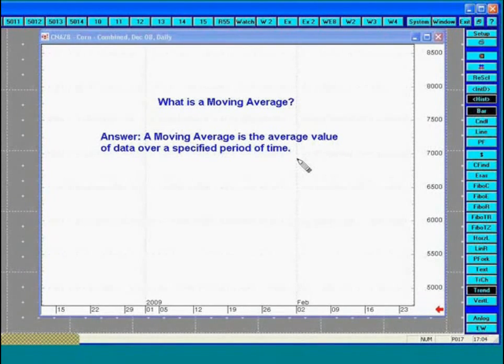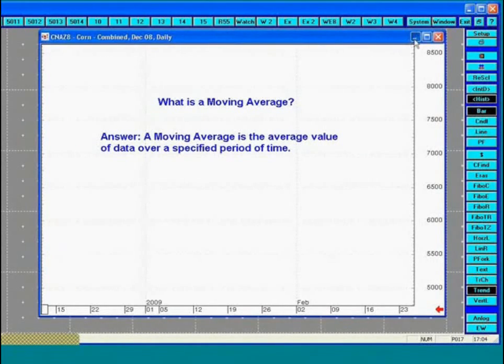So what's interesting and exciting about the moving average, and why it's a very popular technical tool or indicator, is that it allows you to be very versatile with regard to what value you put in and also what time period you examine.